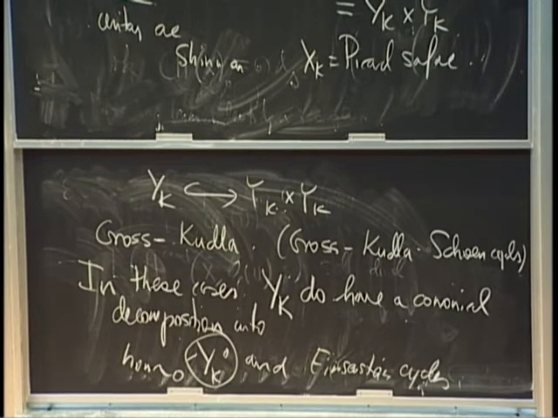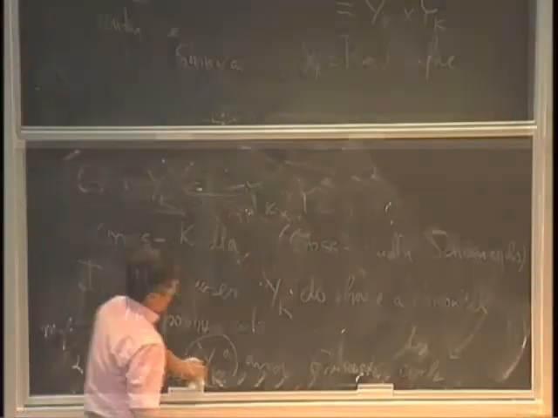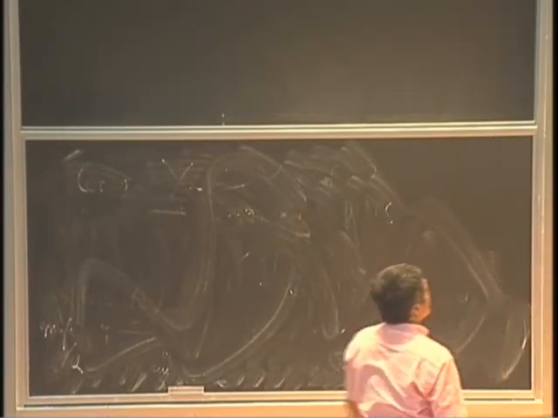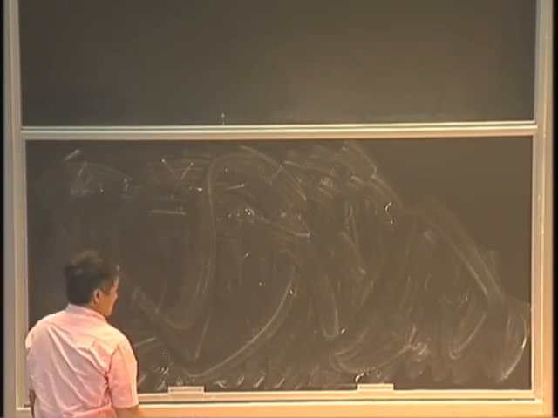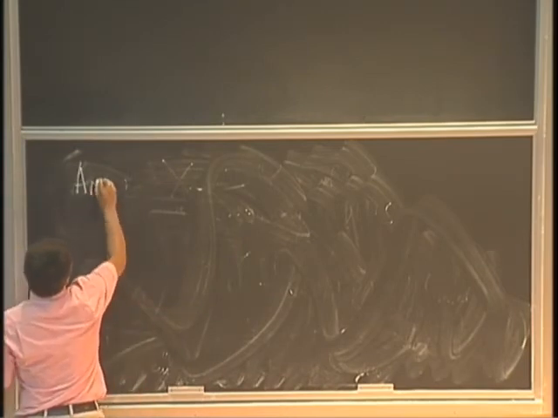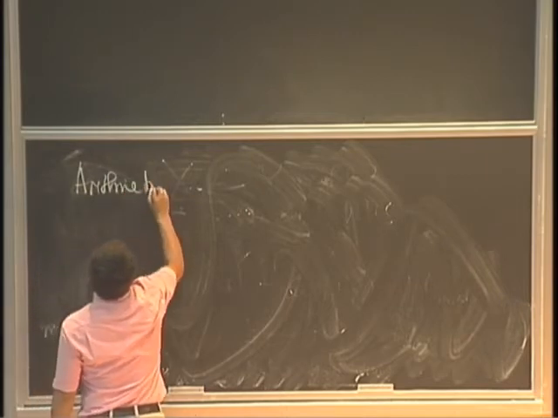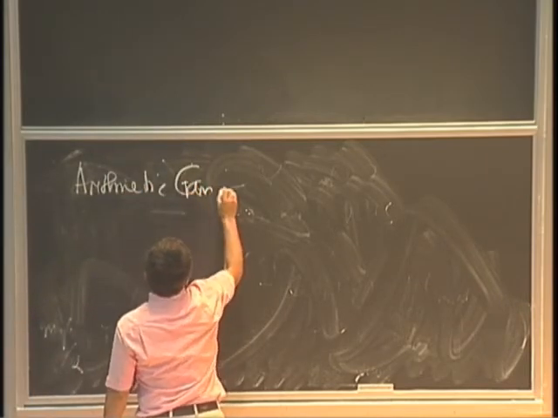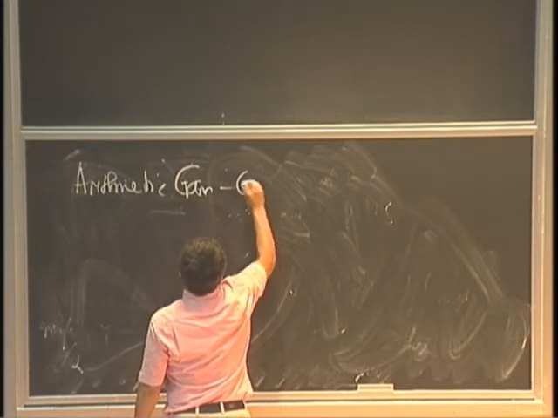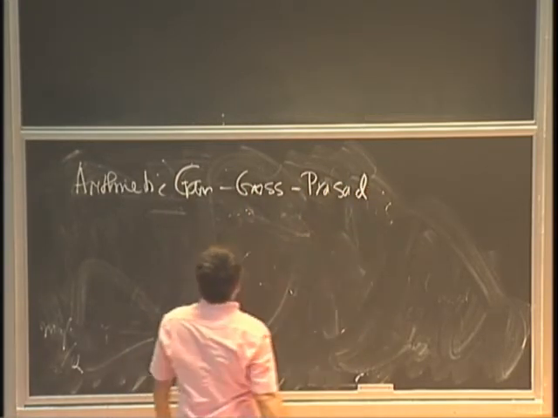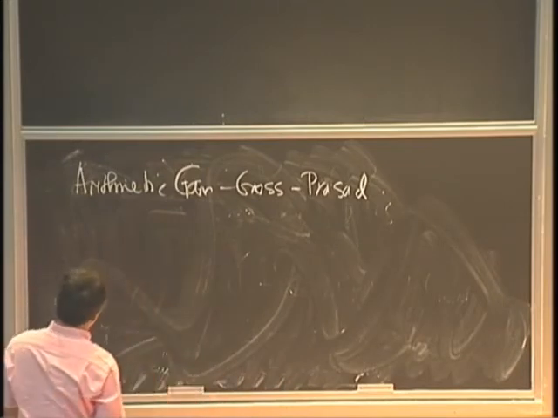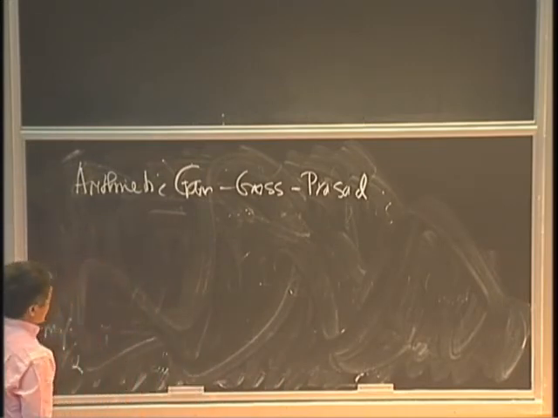Okay, so this is basically the cycle I'm doing. So now what I'm trying to do is the Shou Wu Zhang type of formula. So we'll talk about the arithmetic Gan Gross Prasad conjecture. The conjecture is proposed by Gan Gross Prasad but refined by Wu Zhang.